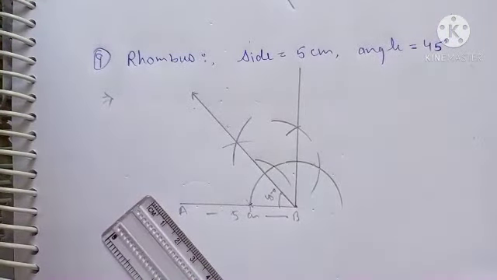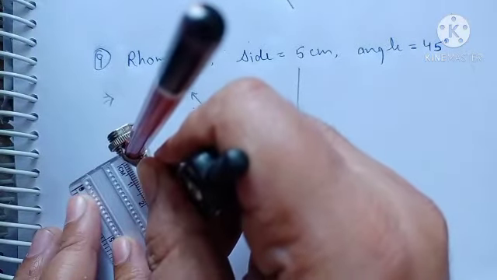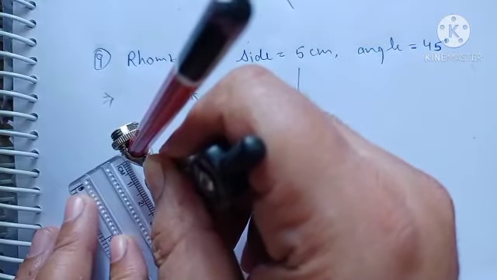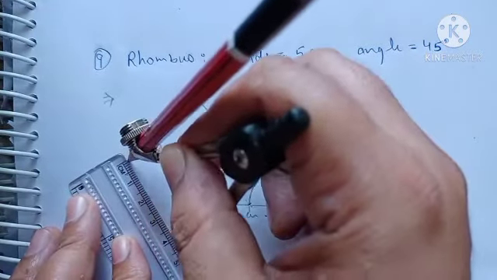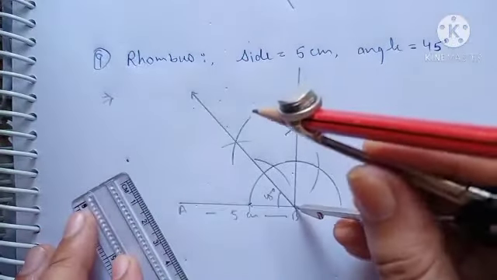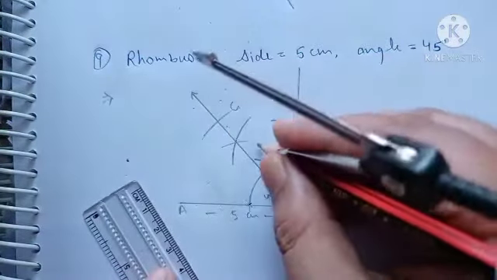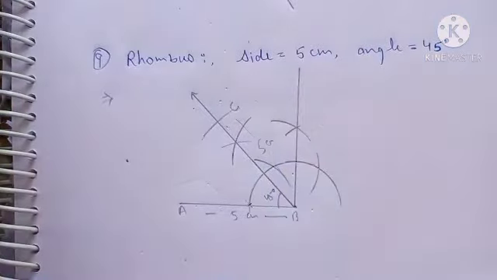Now we know that each side of a rhombus is equal, so we have to cut off BC, which is equal to 5 centimeter. So we have to take radius as 5 centimeter here, okay, and we will cut off this ray at C. It is equal to 5 centimeter. Now what we have to do, now join AC.